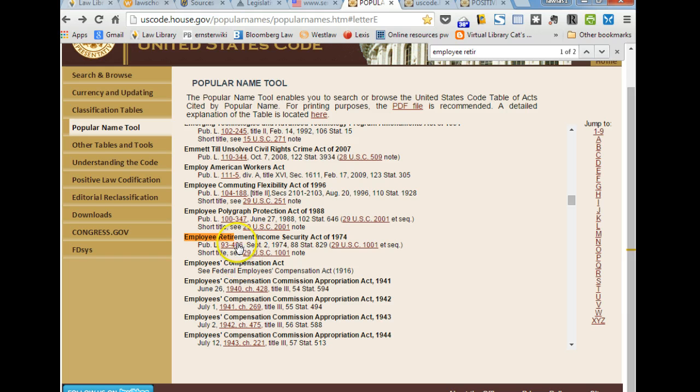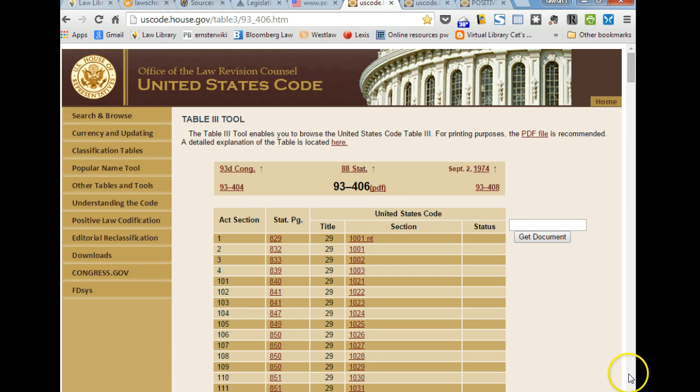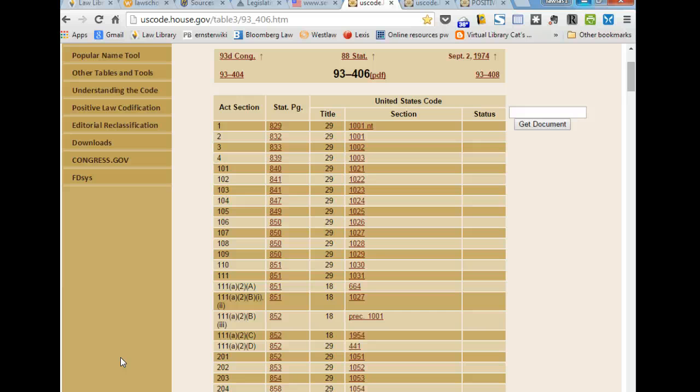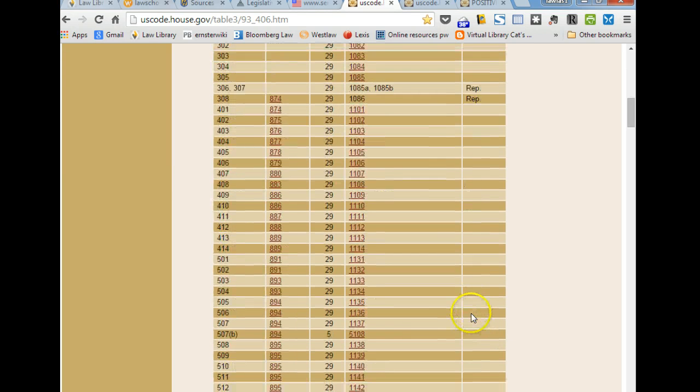So again, that short title. And the neat thing is, if I click on the public law number, it brings up that table that we were already looking at. So I don't have to know the public law number as long as I know the popular name and know to start in the popular name table. So again, I like this table because it reminds us of the difference between the Act sections and the U.S. Code section, and in fact that there is no sort of logical explanation as to the numbering between the Act and the Code. So here, Section 2 is Section 1001 in Title 29, and our 514 is 1144.